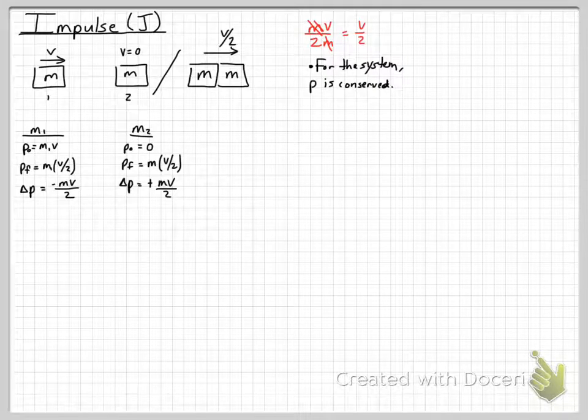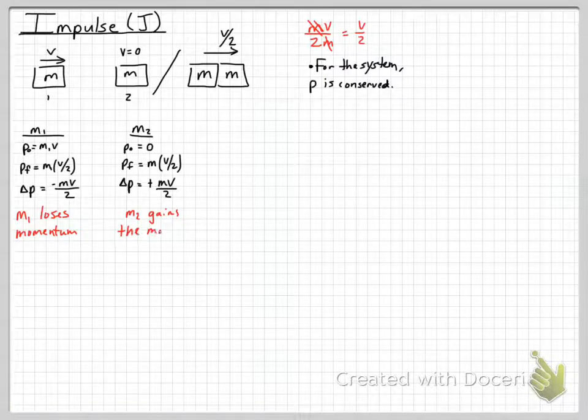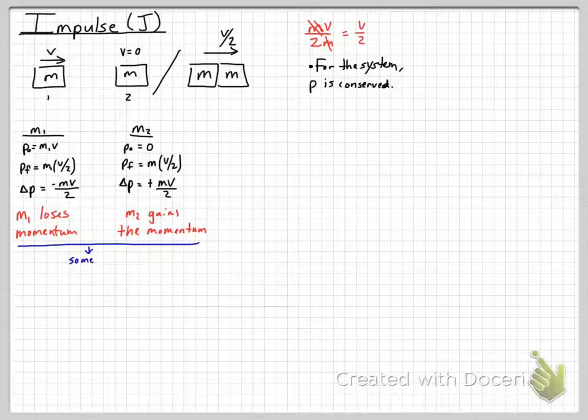What we can see in this collision is that the first mass loses some momentum, and the second mass gains the momentum that was lost, showing that momentum is conserved. Whatever mass 1 lost, mass 2 gained. And therefore, for the system, momentum was conserved.